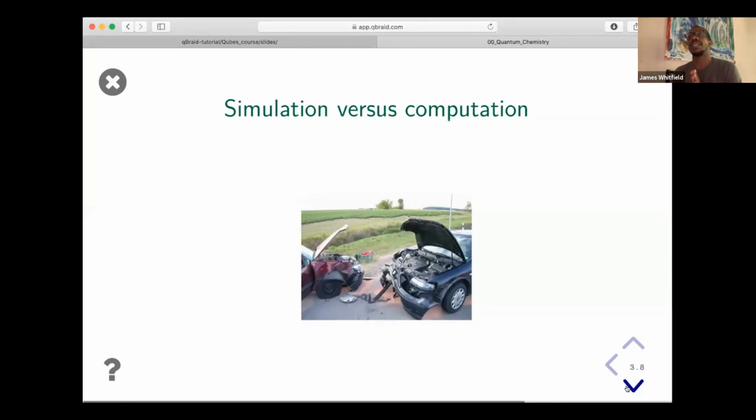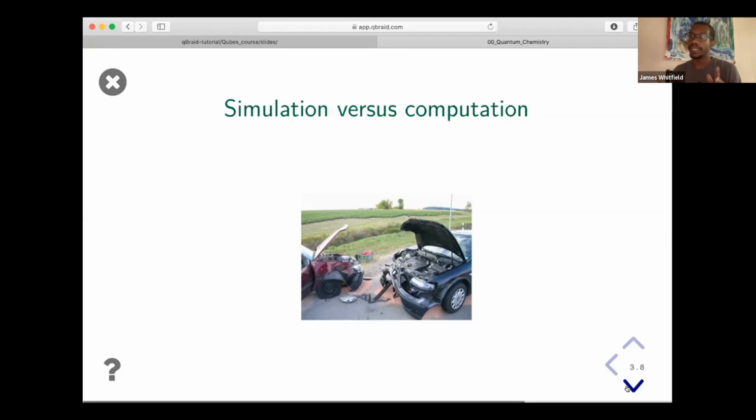And this is where we get into this idea of computation versus simulation. I think this is a very deep way of thinking about quantum computing. When you really think of the difference between doing a classical computation and a quantum simulation of a system, they are not at all the same thing.